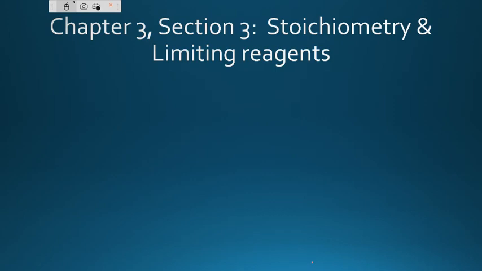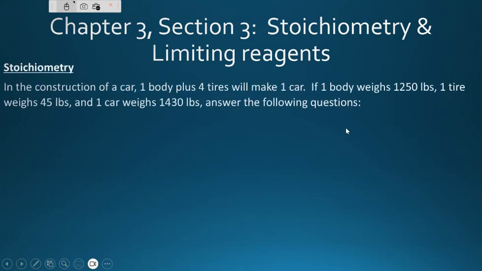Before we get going on the true chemistry aspect of things, let's take a look at what this might look like in a general, everyday world. We can use this system of figuring out amounts of things and converting from one thing into another through a common everyday experience. In the construction of a car, one body plus four tires will make a car. One body weighs 1,250 pounds, one tire is 45 pounds, and one car weighs 1,430 pounds.